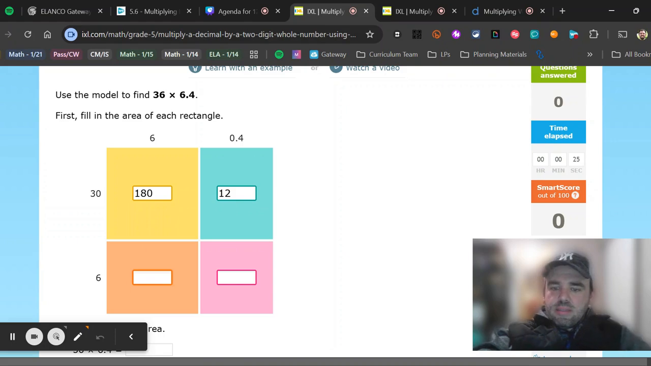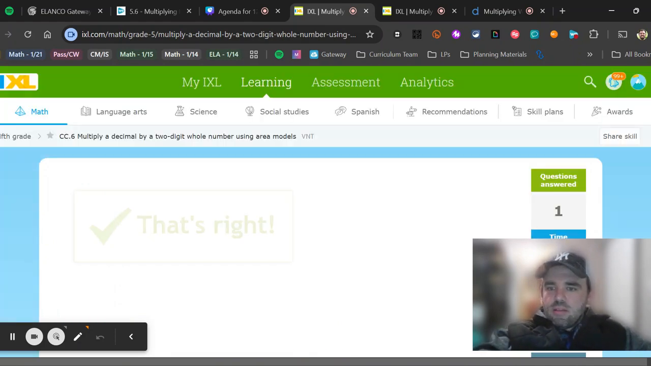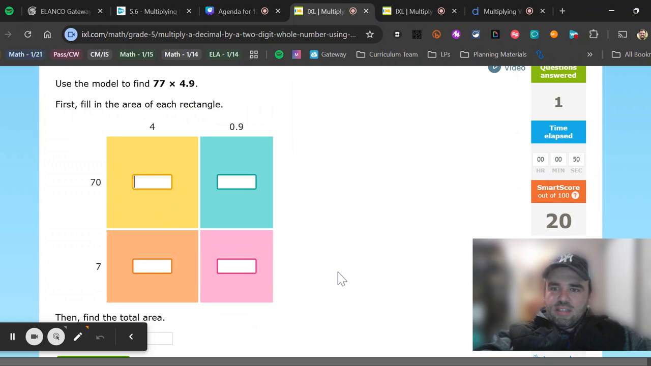6 times 6 is 36. And then 6 times 4/10. 6 times 4 is 24. Move over the decimal once, 2 and 4/10. So go ahead and add these up. 180 plus 12 is 192. 192 plus 36 is 228. 230 and 4/10. I did that very quickly. Hopefully I didn't make any mistakes. 230 and 4/10. And I got that. Oh, that was really fast. I was nervous. All right, same thing here.